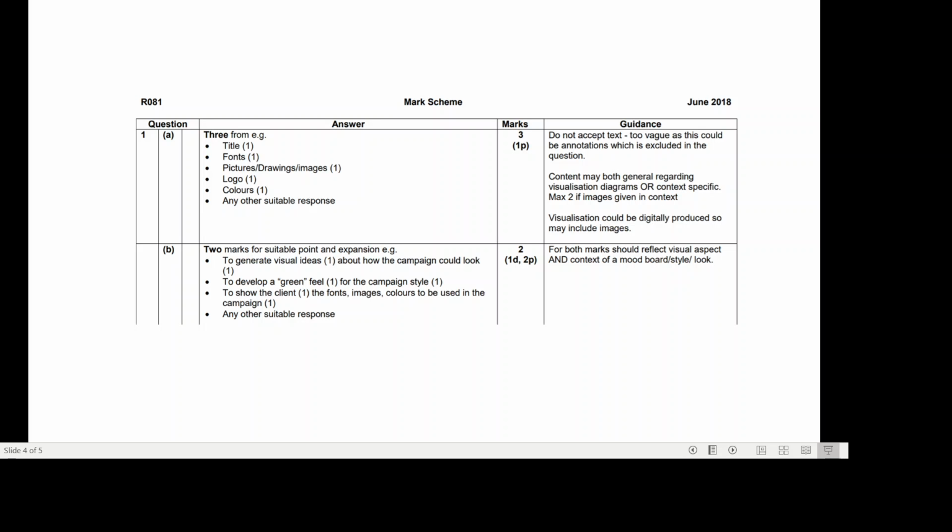So you could have to generate visual ideas, 1 mark, about how the campaign could look, 1 mark. To develop a green feel, 1 mark. For the campaign style, 1 mark. To show the client, 1 mark. The fonts, the images and the colours to be used in the campaign, 1 mark. And any other suitable response.